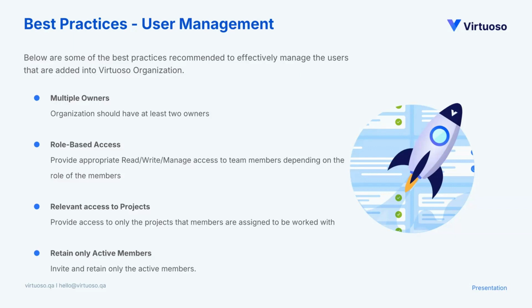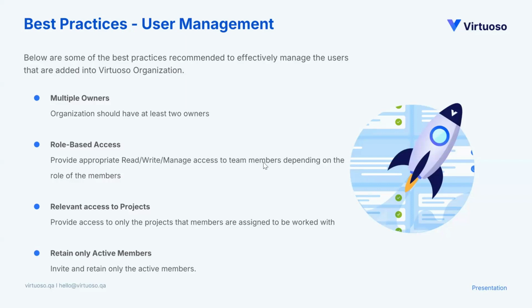Coming to role-based access, we need to provide it based on read-write access to our team members according to their activity on the project. This way we can maintain security without compromising on access issues. We also suggest giving access for a particular project only to team members who actively work on it. This way we keep our workspace secure and focused without any security threats. We also need to always monitor our user management list, and invite and retain the active members for better user management of the project.